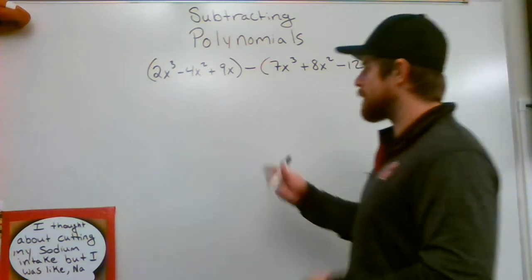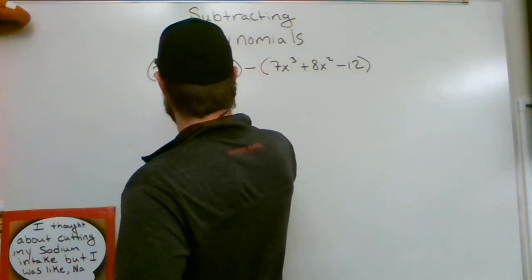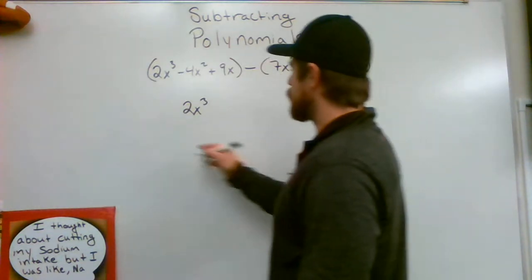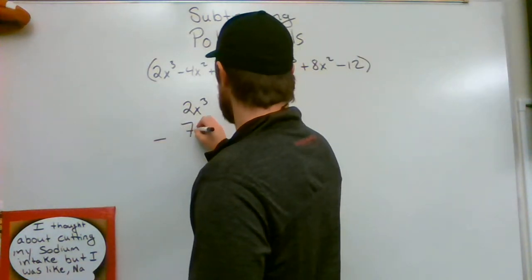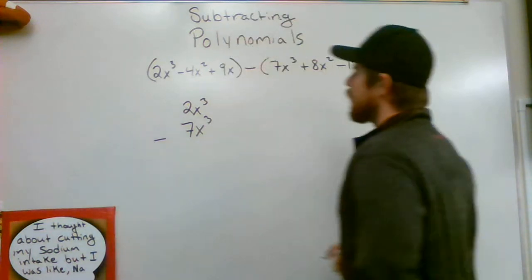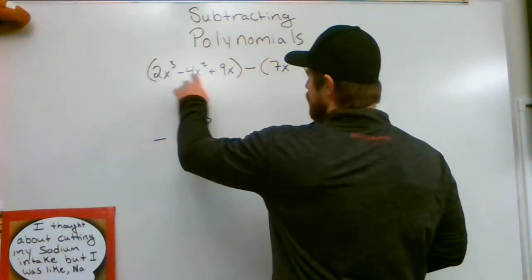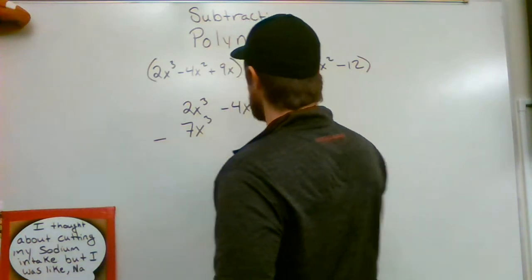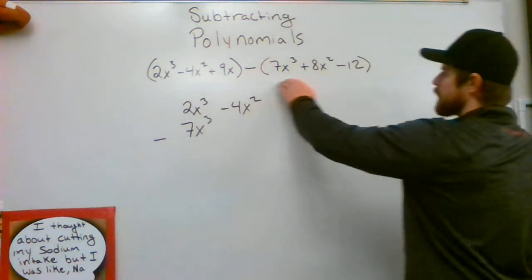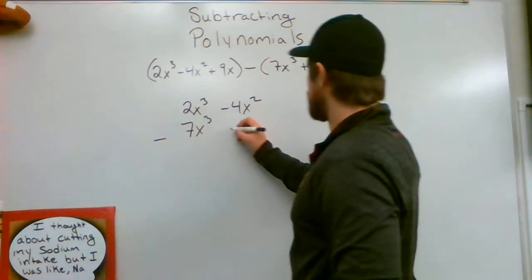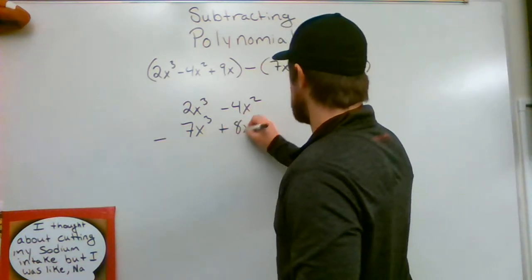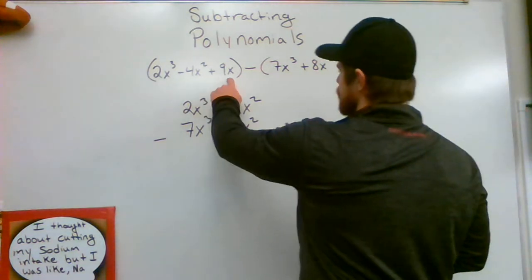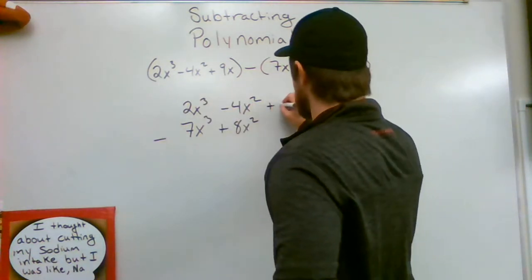So let's do that. First thing I want to do is write 2x to the third power. I want to find the other x to the third power, and we are subtracting 7x to the third power. Next, I write down minus 4x squared, and then I find the x squared over here, which is plus 8x squared because it's a positive 8x squared. And then plus 9x up on top.